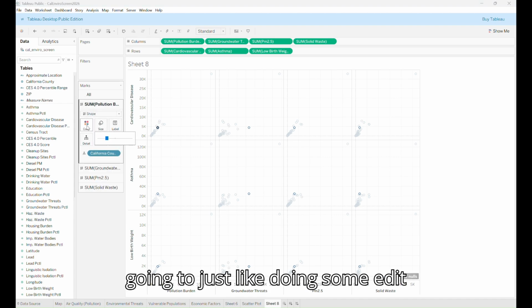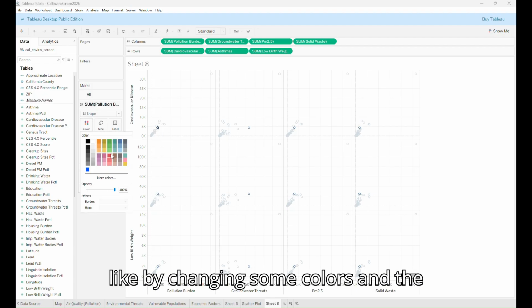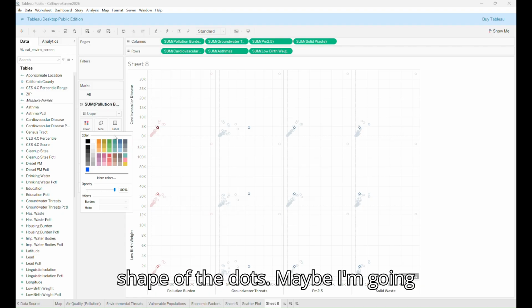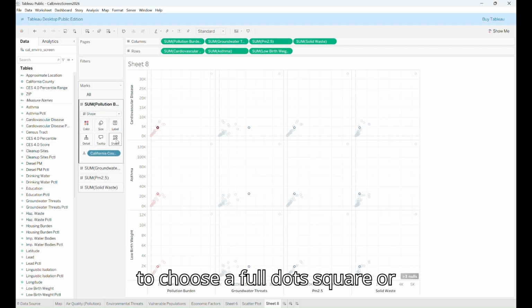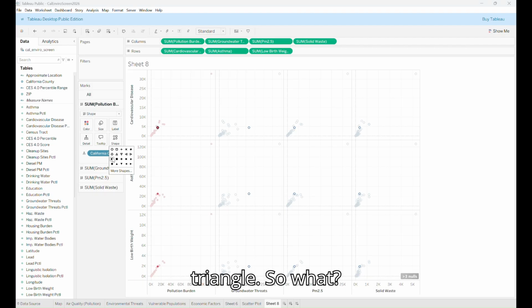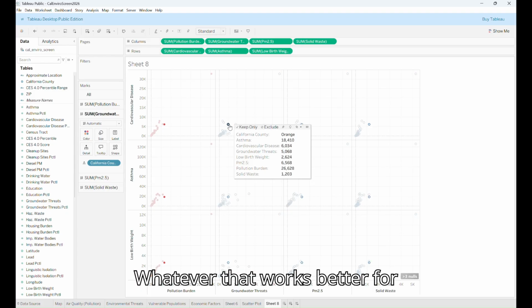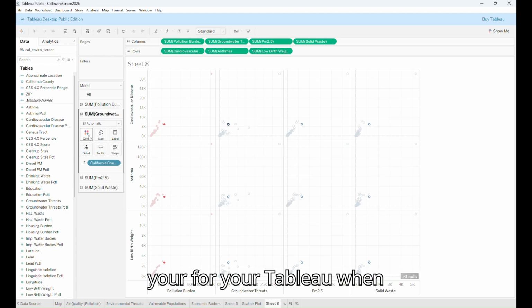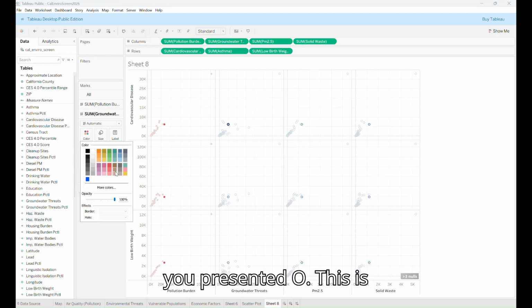We're going to do some editing by changing some colors and the shape of the dots. Maybe I'm going to choose full dots, square or triangle, whatever works better for your Tableau when you present it.